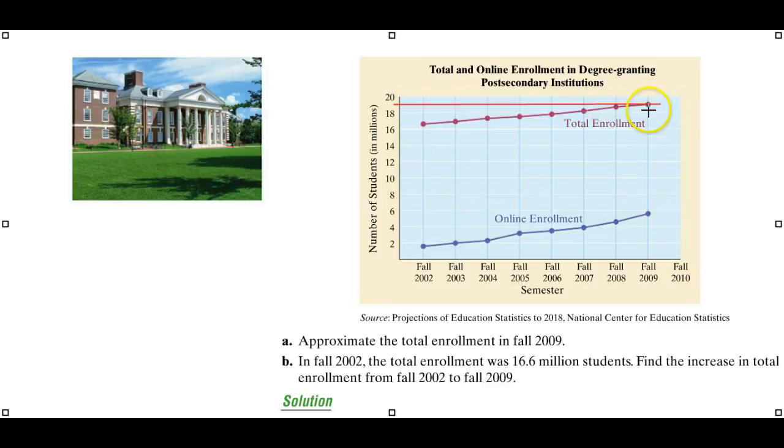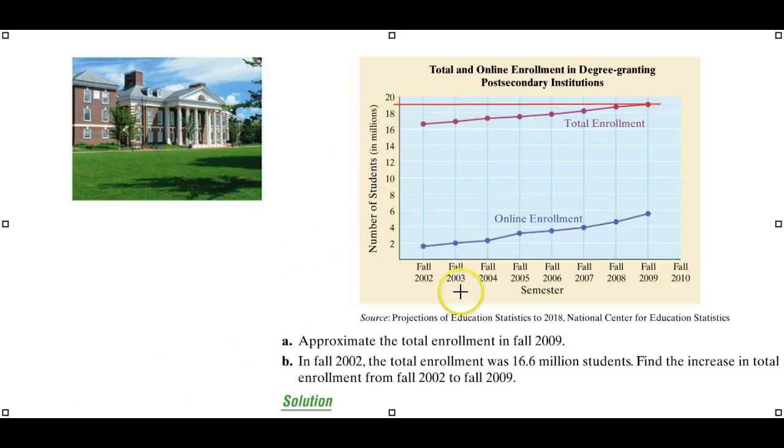So anyway, you're taking the fall of 2009 and then bringing a line over to see what your enrollment would be. So it looks like right between the two here, would you say 19 million?